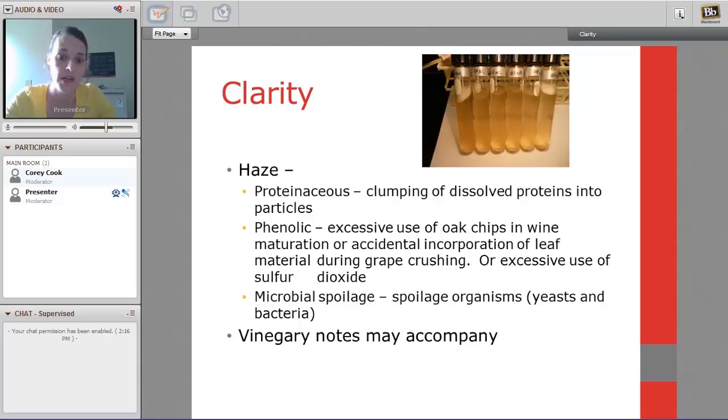It can also be due to microbial spoilage. So spoilage organisms, different yeasts like Dekkera or Brettanomyces, or bacteria, lactic acid or acetic acid. So that can be microbial spoilage, and if that is the case, vinegar notes often accompany it. So not just that it's a problem with appearance, not just that it doesn't look clear, that it looks hazy, but there's also these other problems that accompany along with it. So we'll talk more about wine salts in the next webinar.